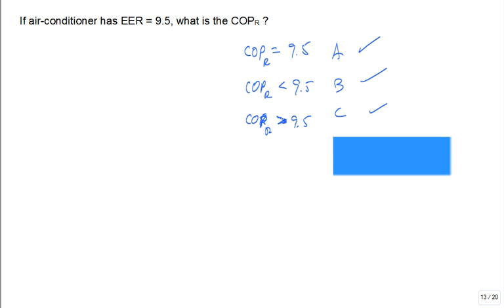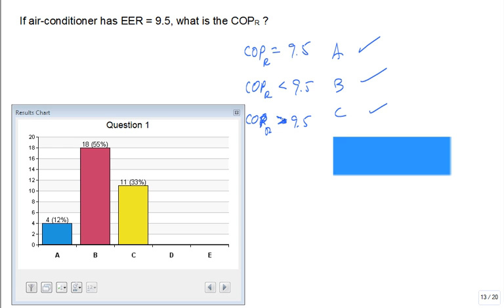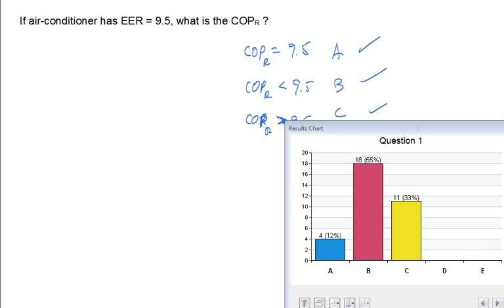Everybody take their wild guess? All right, I'm not going to give you enough time. Let's go ahead and stop it and show the results. All right. We're all over the place, but that's okay. So let's put this to the side, and then let's calculate it.